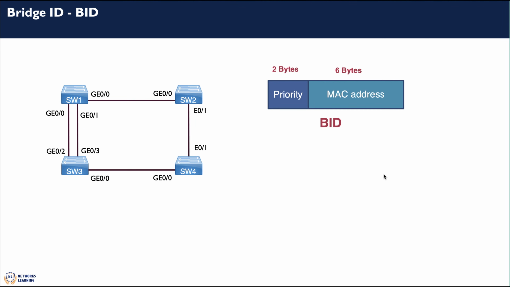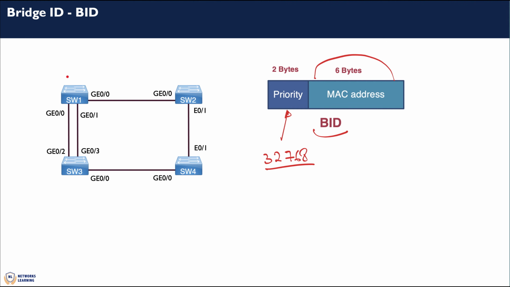We will start by talking about the bridge ID. The bridge ID is an 8-byte value, and this value is unique. The bridge ID is made up of a priority, which is 2 bytes, and by default it has the value of 32768 on Cisco switches. And then the MAC address. The MAC address is what makes the bridge ID completely unique.